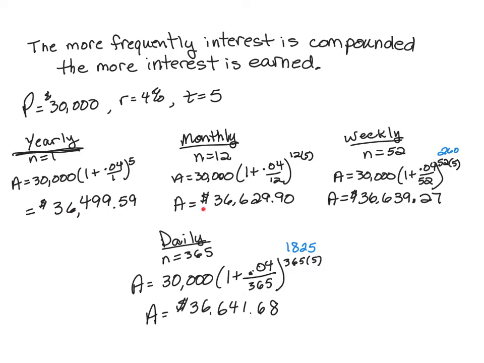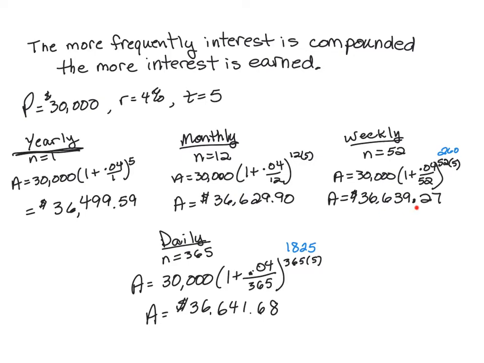So look at these numbers. Simple was 36,000. When we did it once a year, that's only 5 times total. We ended up giving ourselves almost $500 more here. When we did it monthly, it was up even more.